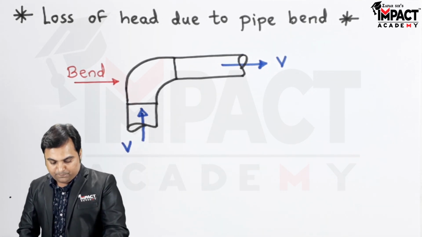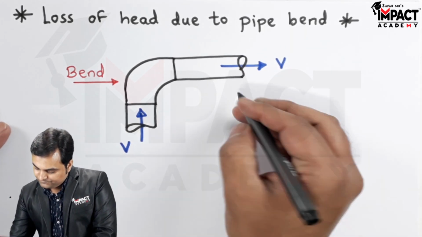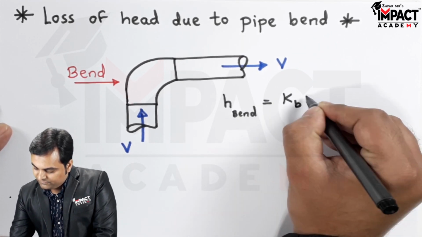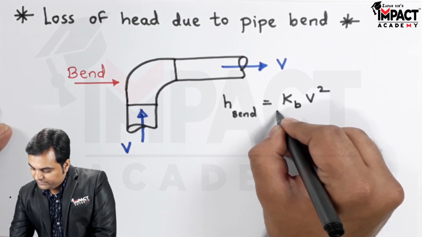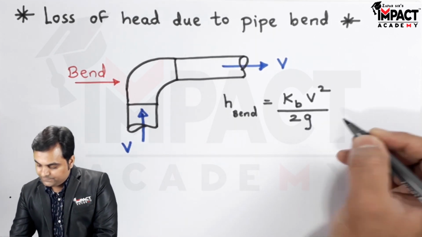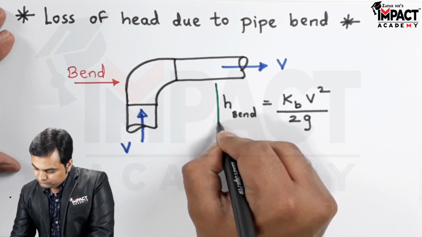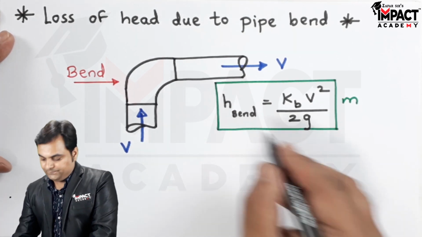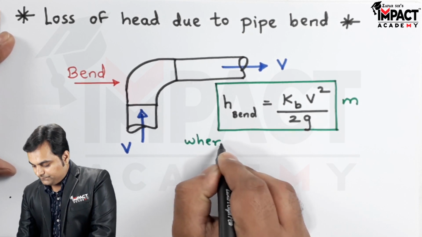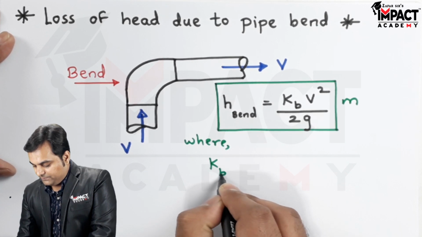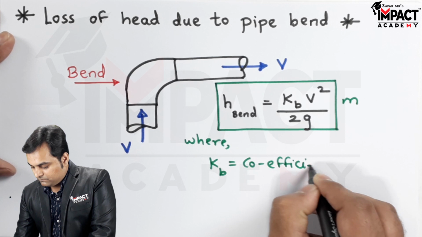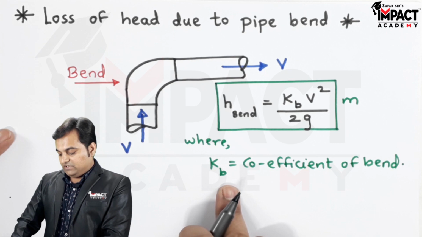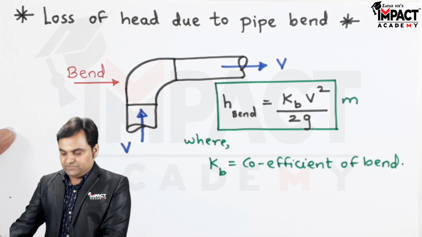So head loss due to pipe bend is given by the formula h suffix bend is equal to k suffix b into v square upon 2g. Unit in terms of meter, where k suffix b is called the coefficient of bend, which has different values for different kinds of bends.